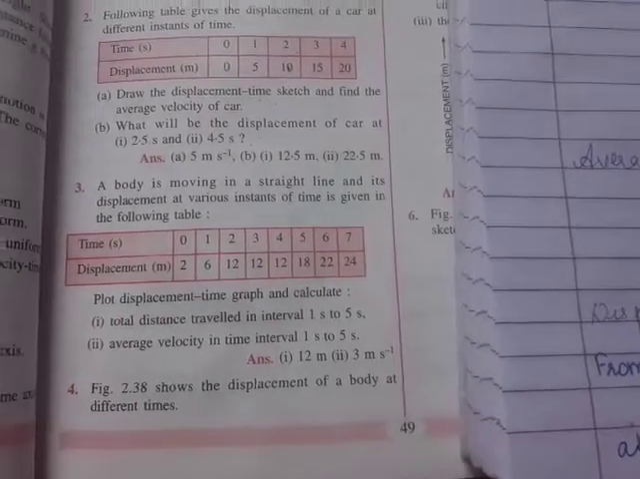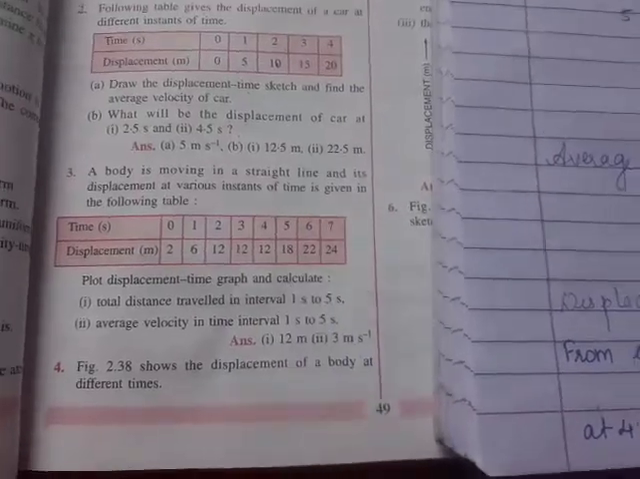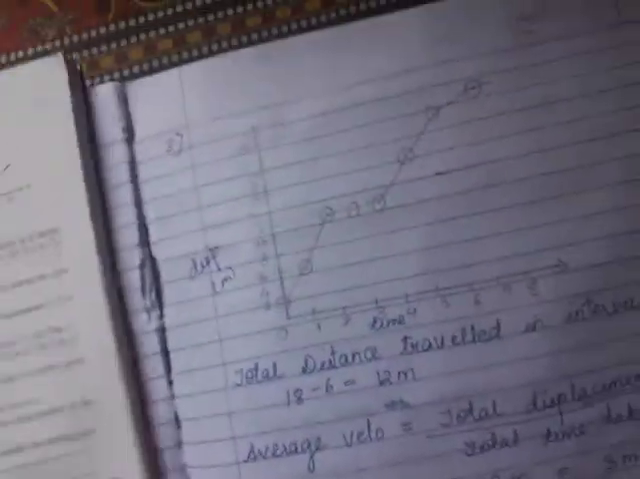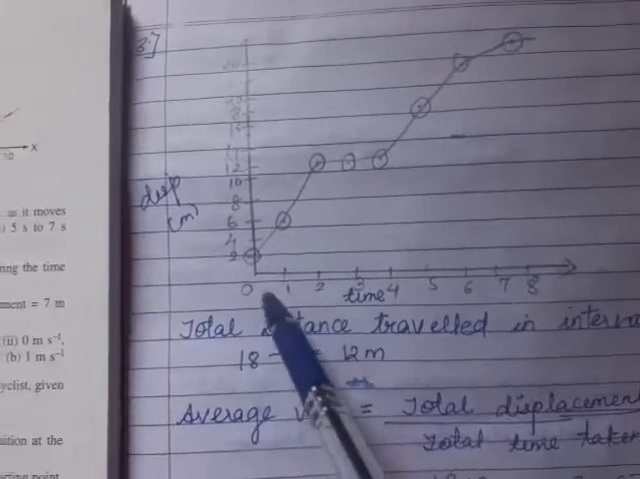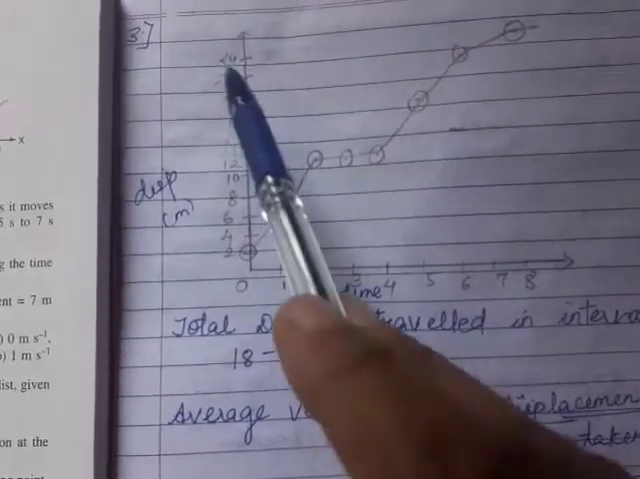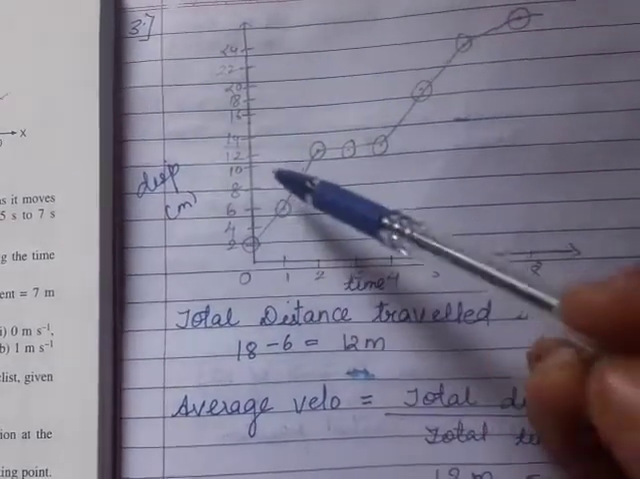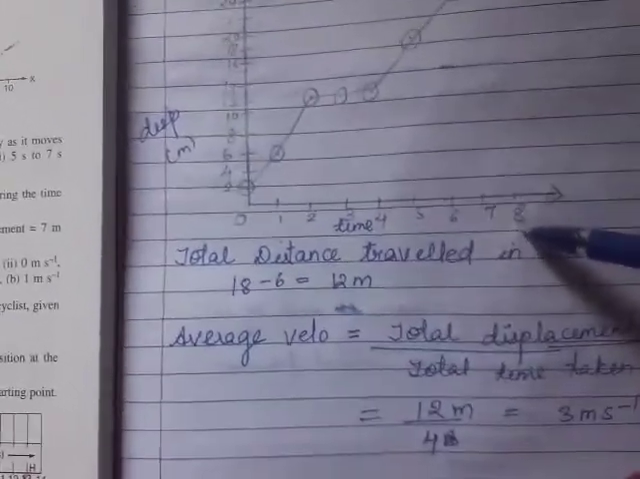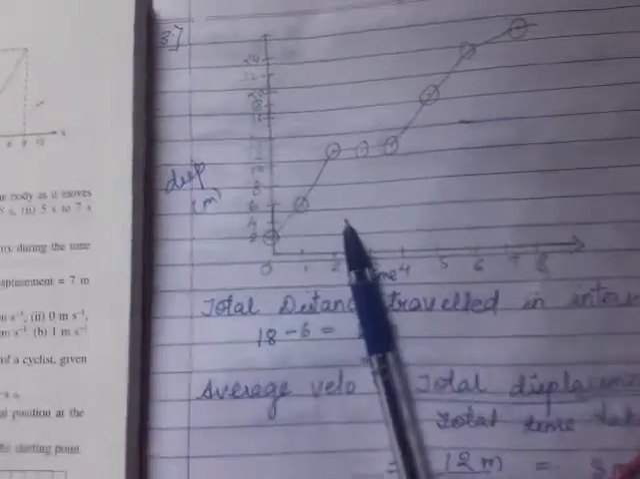So what will be the first step? First you will plot the displacement time graph. So here I have just plotted the displacement time graph. I will be showing you. So here is the displacement time graph. Here I have taken the time on the x-axis, and displacement on the y-axis. I have taken the coordinates as 2, 4, 6, 8 till 24, and here I have taken from 1 to 8, where 7 seconds is the last one. So you will see the values, how I have plotted.